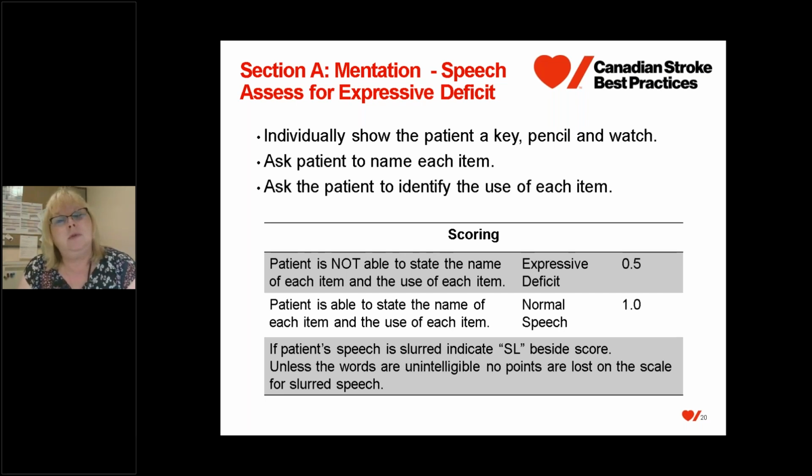Patient would be considered to have normal speech if they are able to state the name of each item and the use of each item. If the patient's speech is slurred, you would indicate an SL beside the score. However, just having slurred speech does not lose points. You would only lose points if the words are unintelligible and you cannot understand what the patient is stating.